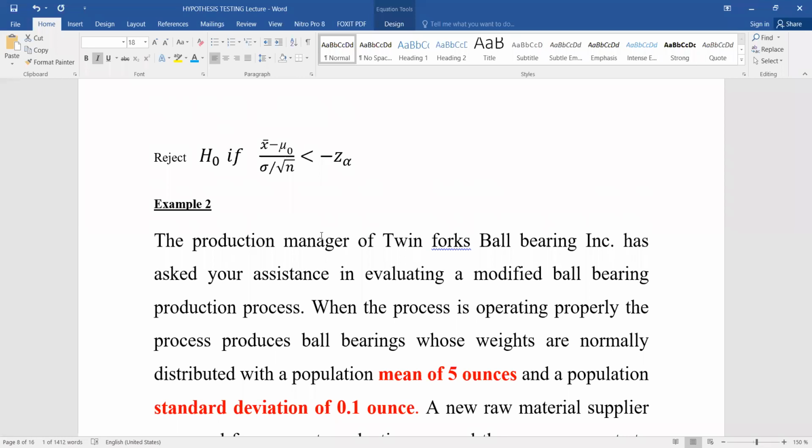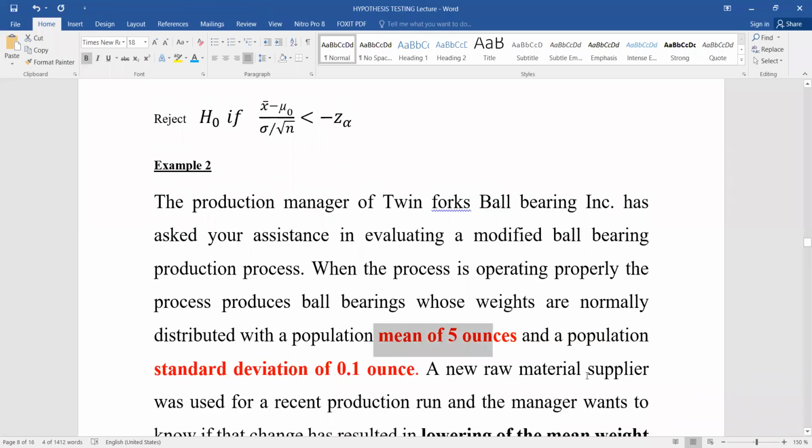What is that? What is this value here? That is mu. Good. That is mu. And a population standard deviation of 0.5. What is that? Sigma. Good, Elizabeth. Sigma, good.